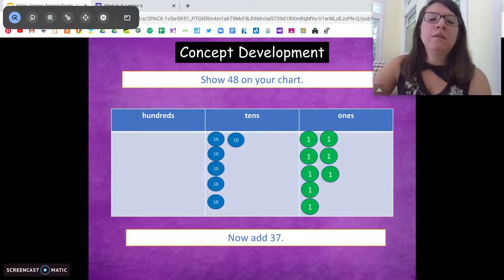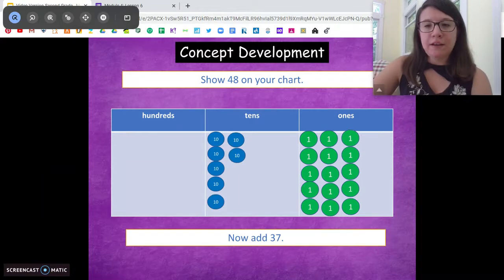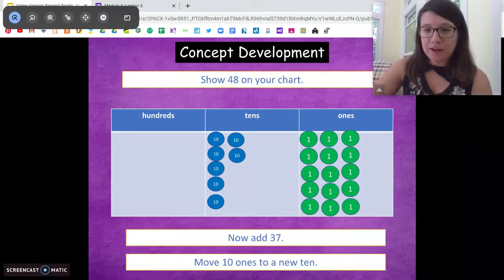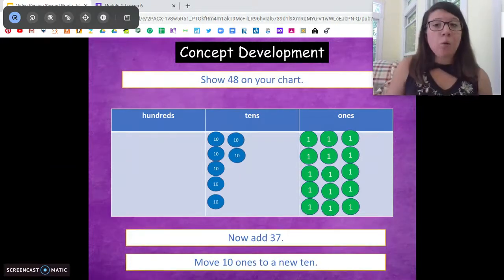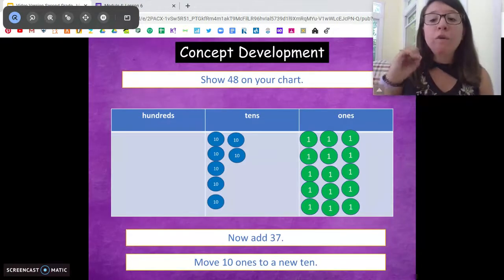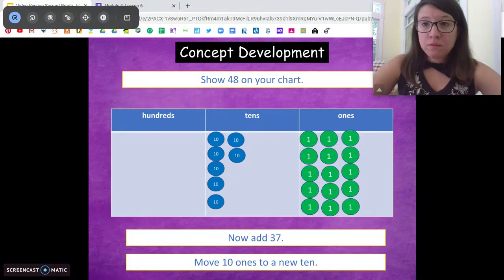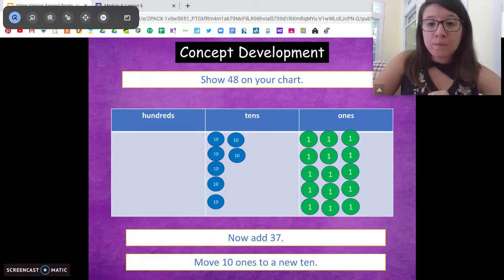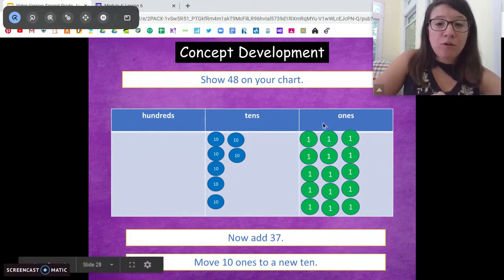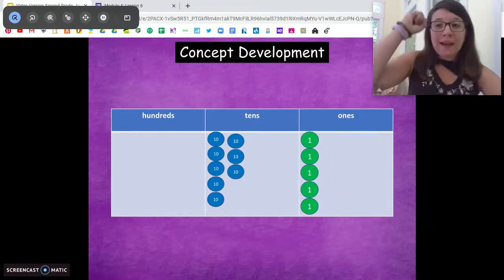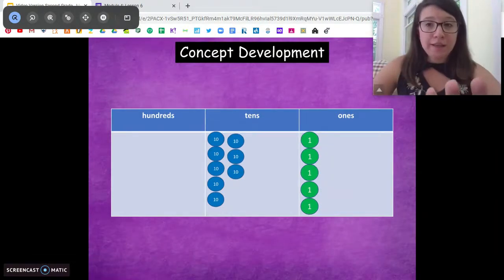Good? All right, I'm going to do it. 37. See how I'm doing those 5 groups there? Okay, now we're going to move 10 over to make a new 10. Pause and do that now. Okay, so I'm going to move these 10 over. I see 2 groups of 5. That's a group of 10. I'm going to move them over and add another 10 chip. Your board should look like this.